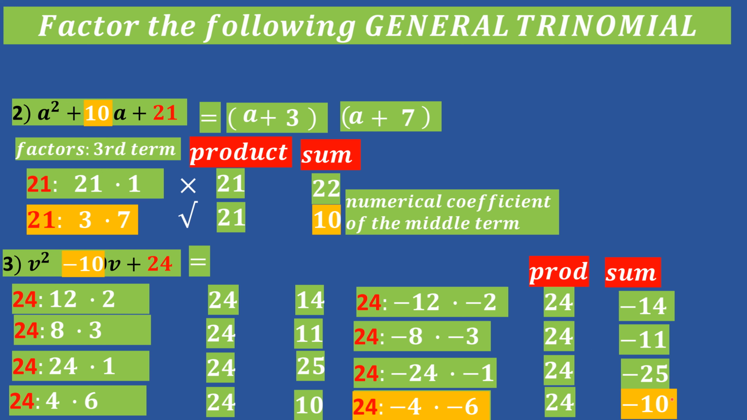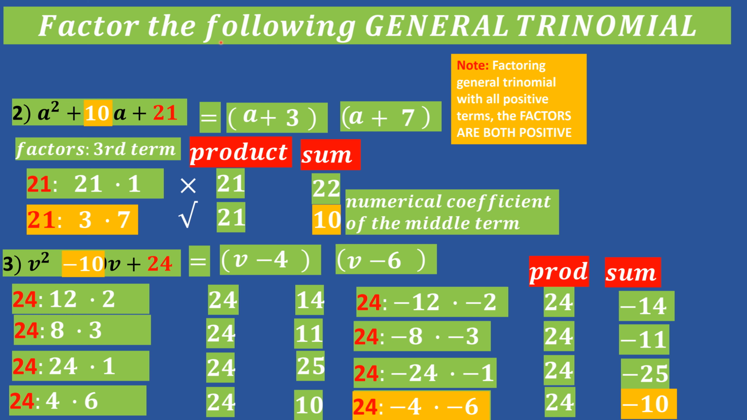For this, we now conclude that the factors of 24, the third term in the given, are negative 4 and negative 6, which also give us a sum of negative 10. So therefore, our correct factors are (v minus 4) and (v minus 6), because it's negative 4 and negative 6. Okay, so therefore, let us try to remember this.